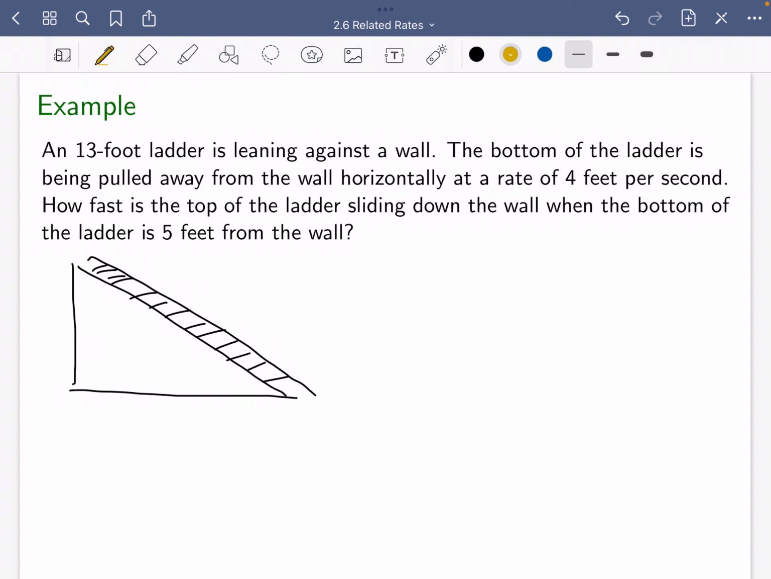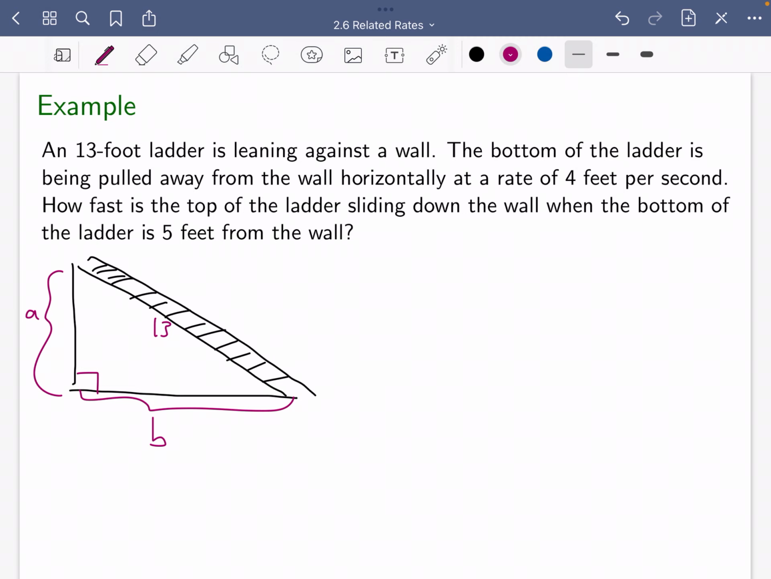Well, the distance up along the side of the wall, so this distance right here, is that fixed or is that changing? Well, that value is changing. Let's call that value A. What about that length? Is that length fixed or changing? That length is also changing. Let's call that value B. And the length of the ladder, is that fixed or changing? That value is fixed, so that length is 13.